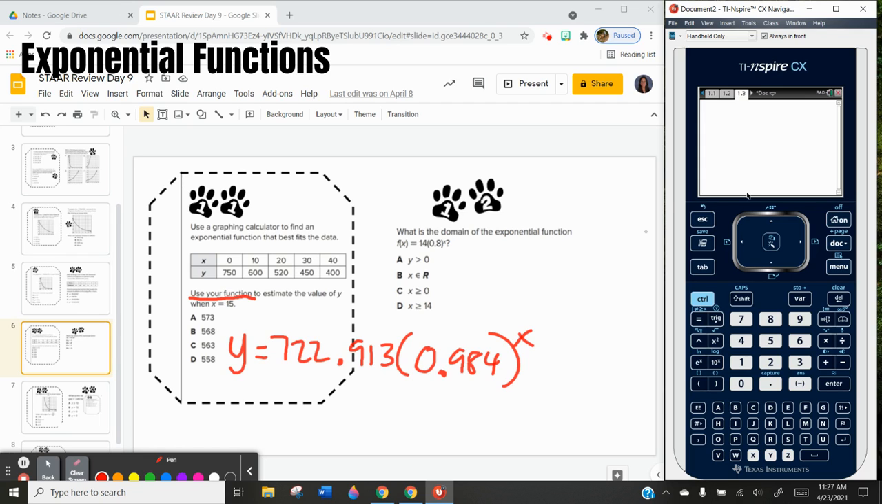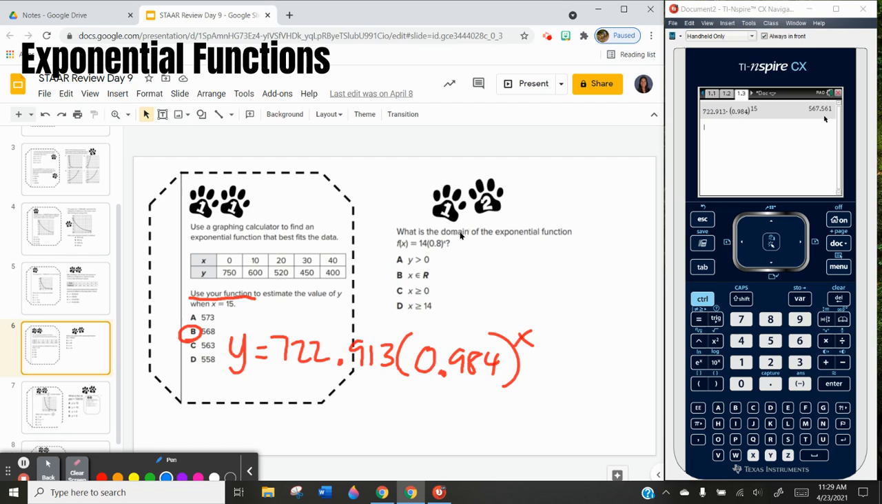So here, I'm just going to go to my calculator and I'm going to type in 722.913 parentheses, what we got for our exponential growth or decay inside the parentheses, and then we're going to raise it to, instead of x, 15. So here I get 567.5, which is going to round to 568. So the answer is B.